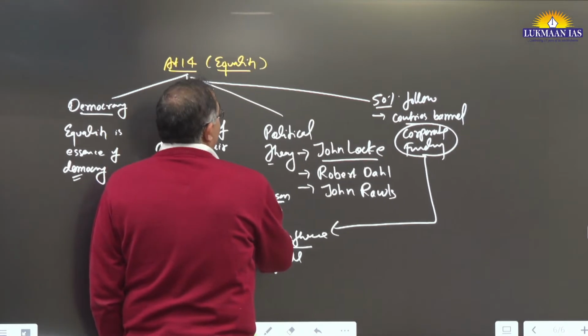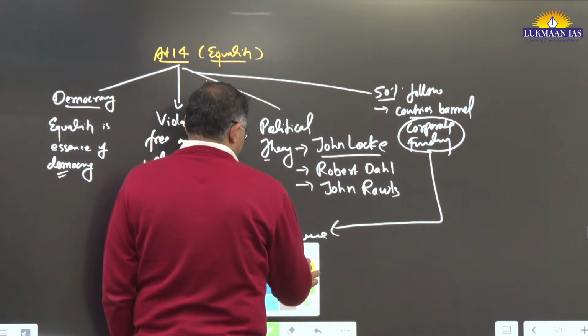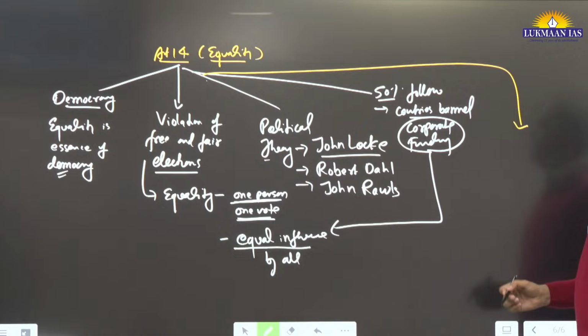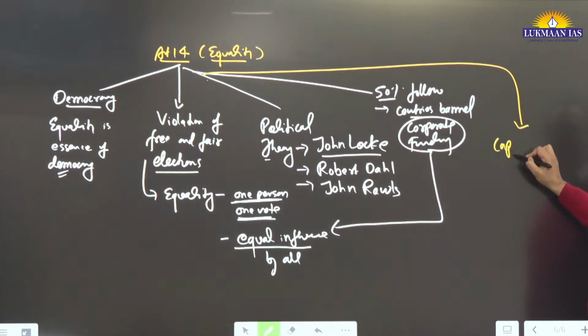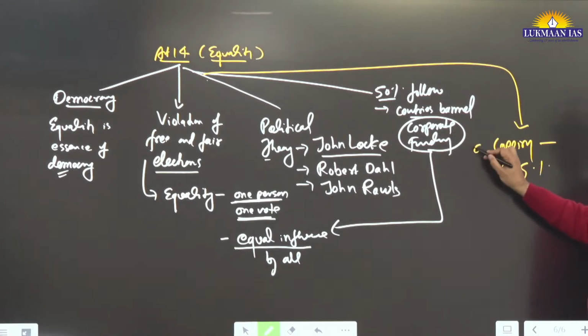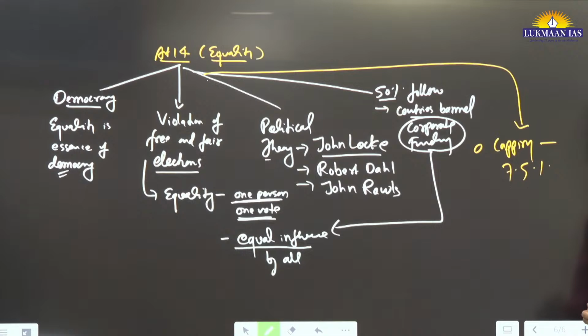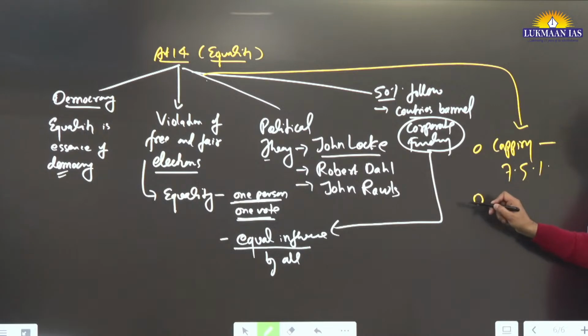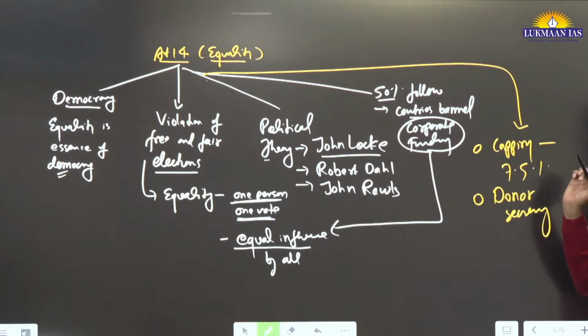Now, how has the Supreme Court applied this principle? When the capping has been removed, the 7.5% cap, there will now be corporate influence because they can fund to any limit. This means they can fund to any extent. The second thing is donor secrecy. Donor secrecy has been maintained.